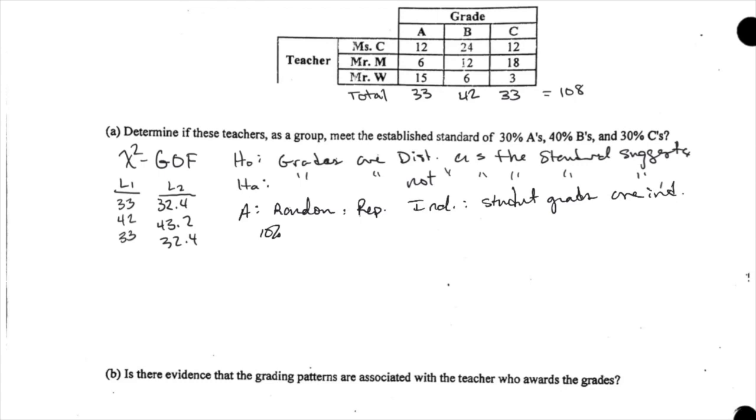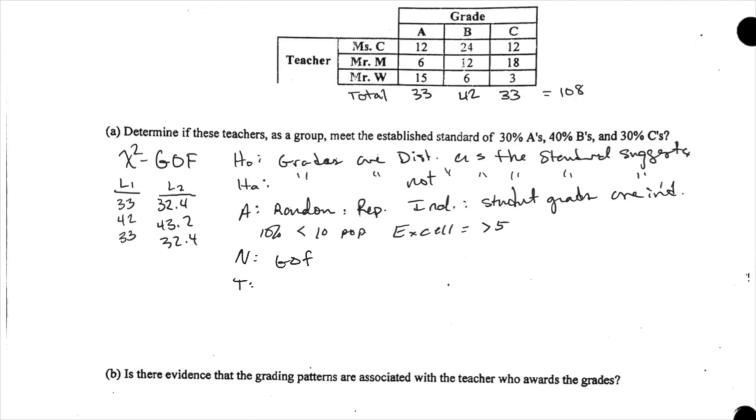There's definitely more than 108 students, right? So we're less than 10% of the population. And the expected cell counts we've shown already, so they're all greater than 5. Okay, so the test we're going to be using, I already said that, is the GOF test. Let's go ahead and run that test.